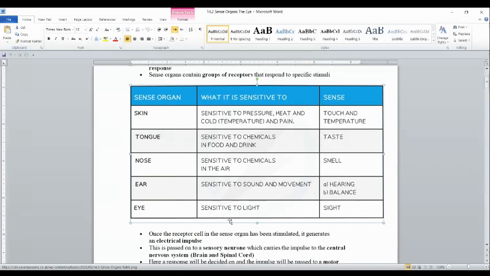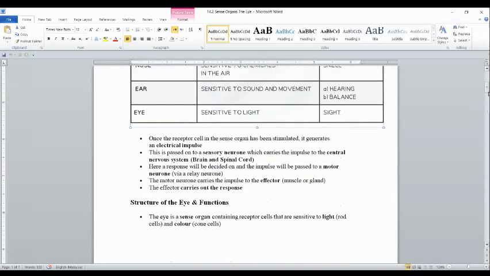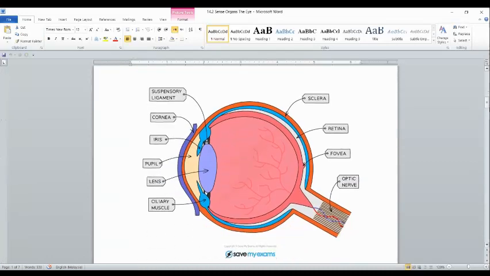And also eyes are sensitive to light, all the light of the spectrum. Skin senses touch and temperature. The tongue is for taste. The sense of smell is for the nose, the sense of hearing and balance is for the ears, and the sense of sight is for the eyes. Now, we'll go further to learn about the structure of the eyes.